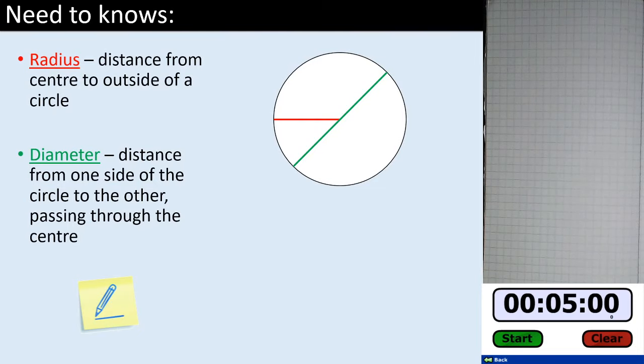So for all of the circle stuff that we're going to be doing, we will absolutely need to know those two words and what they referred to in terms of our circle. So the radius goes from the center to the edge. The diameter goes from edge to edge through the middle. And the reason why we need to know these things is because they are really closely linked with our area, and eventually we'll look at perimeter as well.